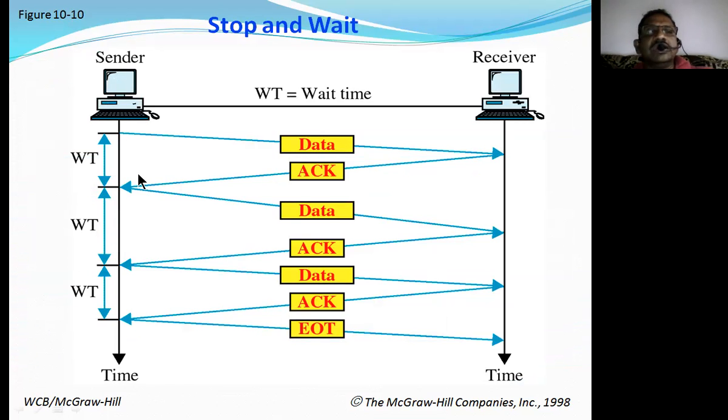In the stop and wait method, sender A, if it has some data, is going to transmit the data to the receiver, and it waits for a waiting time period until it receives the acknowledgement signal. Within this waiting time period, if the sender receives a positive acknowledgement from the receiver, it transmits the next data frame to the receiver. Like that, the communication takes place between sender and receiver. At the end of data transmission, the sender transmits an end of transmission signal to the receiver.